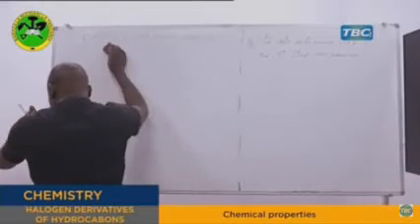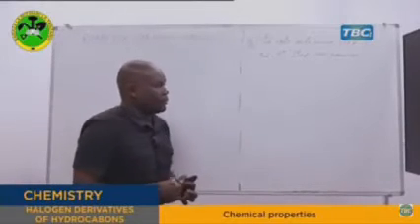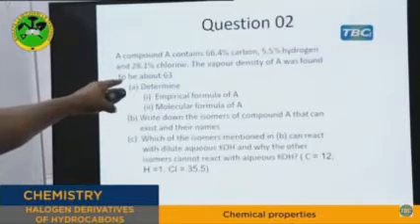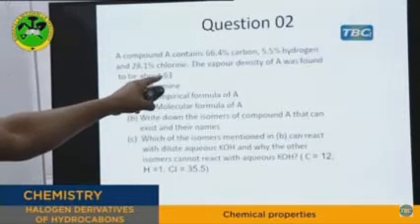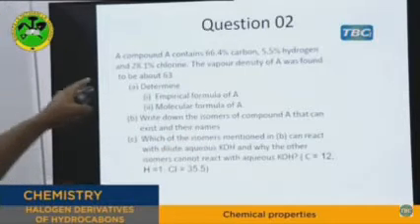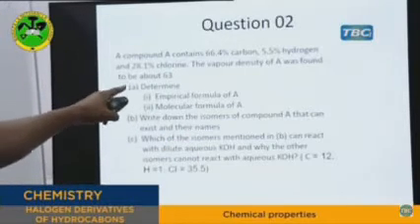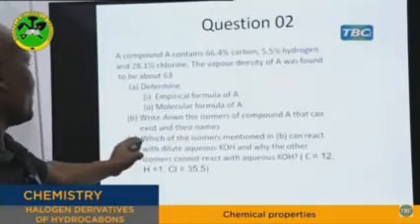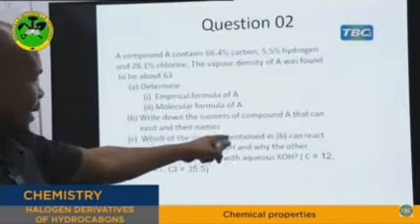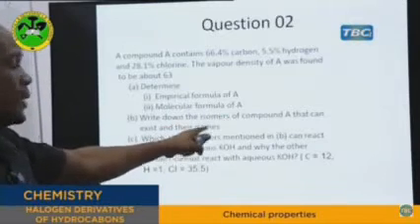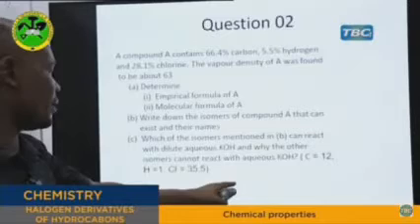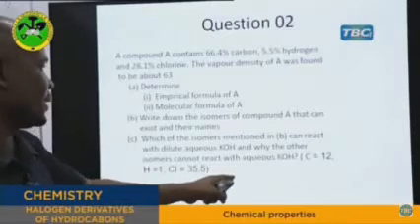In the second example, we have a question which states that a compound A contains 66.4% carbon, 5.5% hydrogen, and 28.1% chlorine, and the vapor density of A is given. Determine the empirical formula of A, the molecular formula of A, and write down the isomers of compound A that can exist and their names. Which of the isomers mentioned in B can react with dilute aqueous potassium hydroxide, and why can the other isomers not react with aqueous potassium hydroxide?